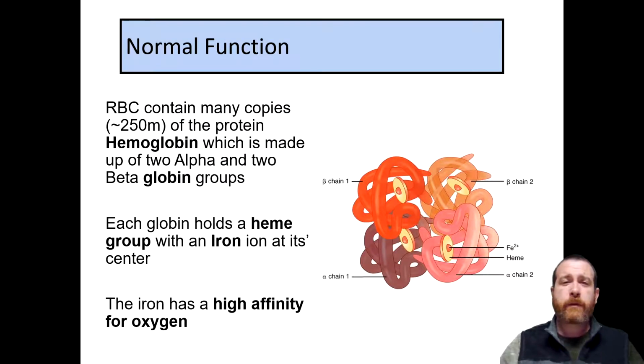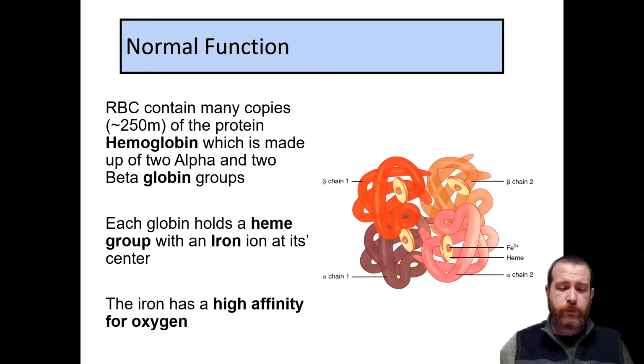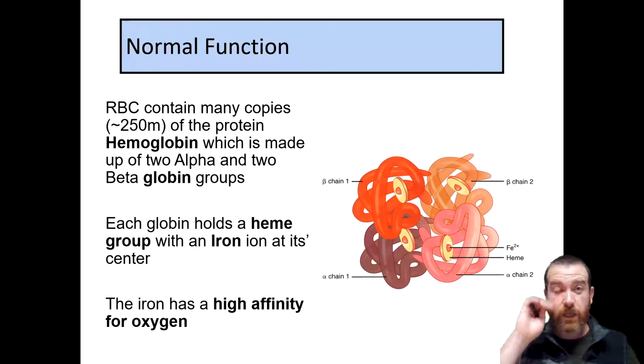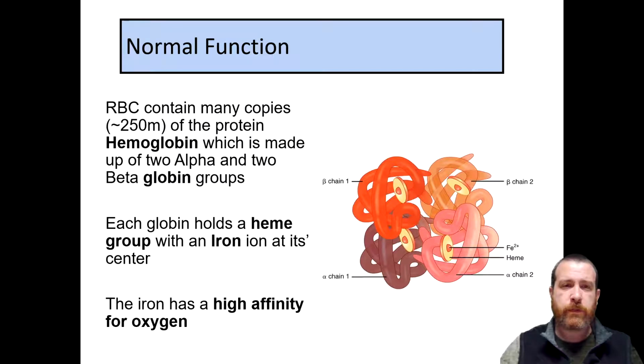So when we're talking about how a red blood cell is supposed to function under normal circumstances, we've already talked about a lot of how white blood cells function in the immune lecture, so I don't need to go too in depth on how that's supposed to work. But under normal function, a red blood cell is basically just a big giant bag of hemoglobin. There's not a whole lot else going on inside of a red blood cell, these erythrocytes.